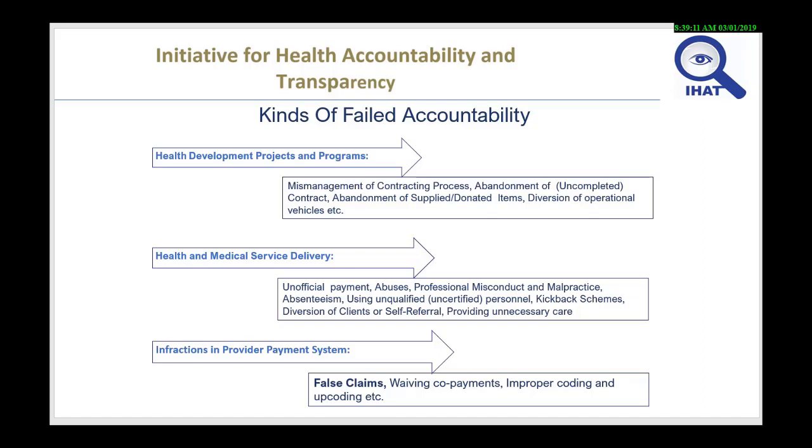We also have professional misconduct and practices and medical negligence. And another important aspect under this category, which is very worrisome, is absenteeism. There are also reported cases of using unqualified, that is uncertified personnel. There are kickback schemes, diversion of clients or self-referral, and even providing unnecessary care in some instances, just for financial gain. The third category has to do with provider payment system. There are multiple infractions on provider payment systems, and they include false claims, waiving co-payments, improper coding, and upcoding.